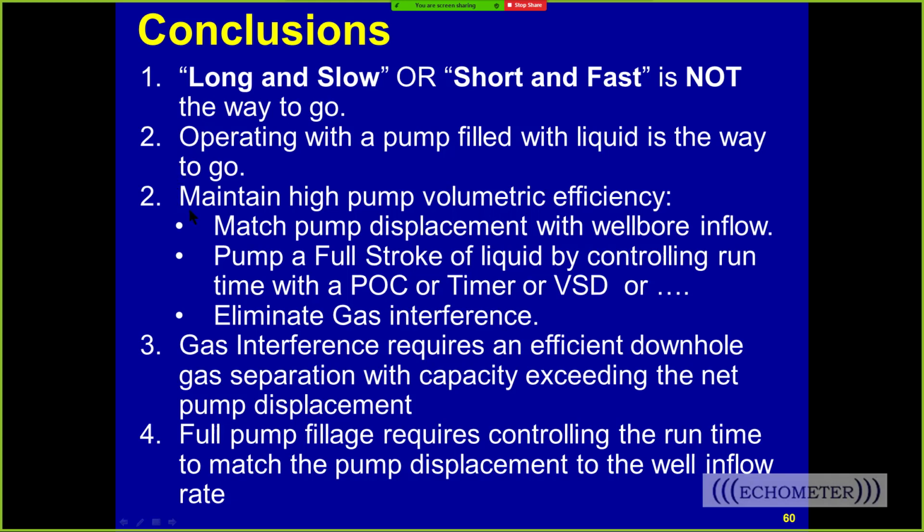You need to maintain a high volumetric efficiency. You need to match your pump displacement with inflow. If your pump's not full and you're pumped off, you need to control your run time by a pump-off controller, a percentage timer, or a variable speed drive. If you have gas interference, you need to eliminate it and design a gas separator with a capacity that exceeds your pump displacement. It's important to have a properly sized gas separator, or you'll have incomplete pump fillage and a higher failure rate. If your pump's not full, you need to use runtime to match your pump displacement to inflow.